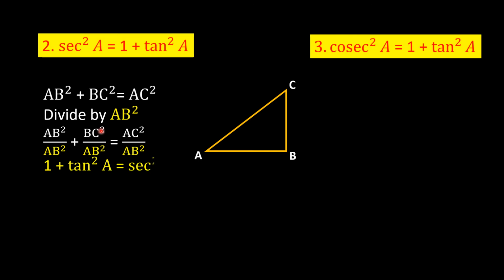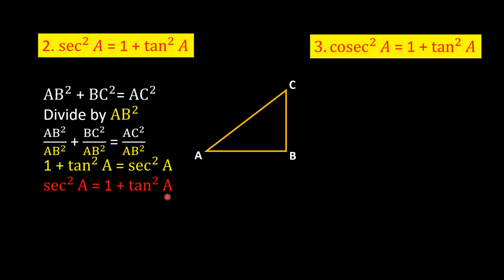BC squared divided by AB squared is tan squared A. AC squared divided by AB squared is sec square A. So we write sec squared A equals 1 plus tan square A. So this is our second trigonometric identity.